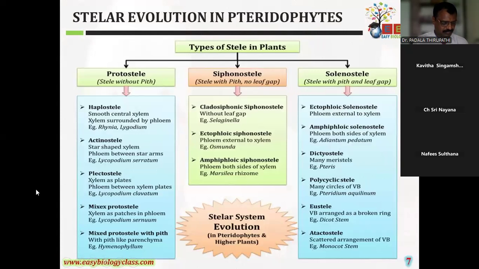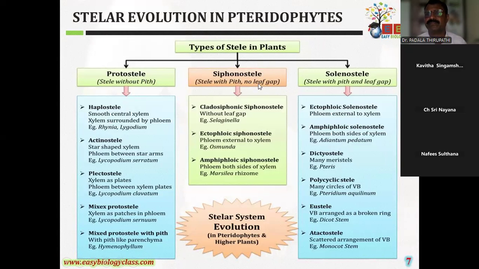Now, so you can see here what is the difference between each type of the steles. Now, when we go for the protostele, as I explained here in the Equisetum and also in the Lycopodium, protostele is such a stelar condition where the stele is without pith region. The stele does not have any pith in the center.